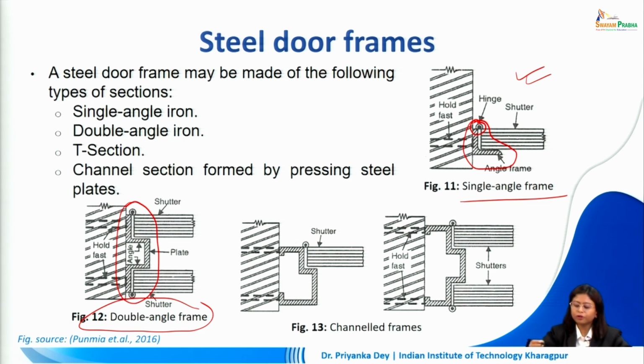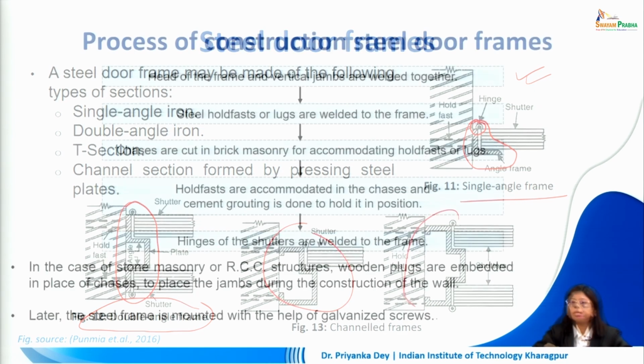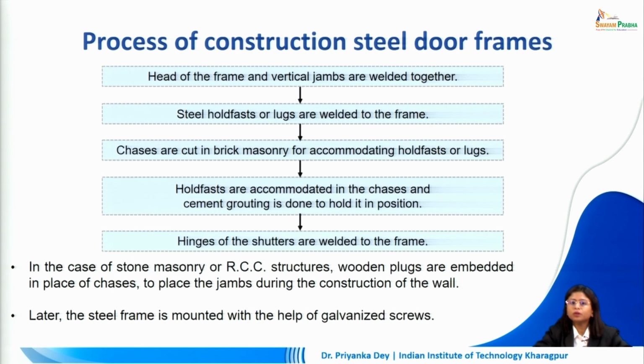We may also go for channel frames like so. In this case, first of all, the head of the frame and vertical jambs are welded together. Steel holdfasts or lugs are welded to the frame. Chases are cut in the brick masonry for accommodating the holdfasts or lugs. The holdfasts are accommodated in the chases and cement grouting is done to hold them in position. Then hinges of the shutters are welded to the frame.